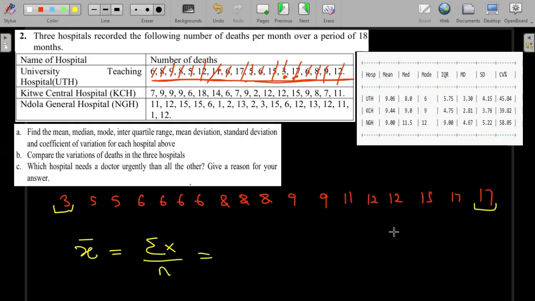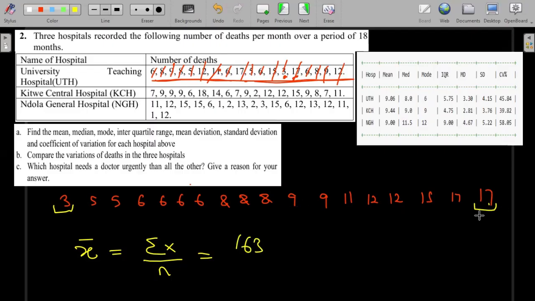So this data was collected over 18 months. So these entries are 18. So our n is 18. And then the summation of all this, okay, I'll just punch them on my calculator. So you should also confirm with your own calculators. So I'm just adding them. So 3 plus 5 until I reach here. Okay, so when I do that, I get 163.